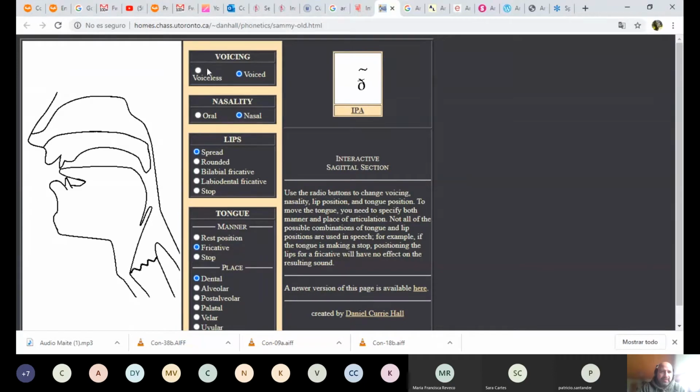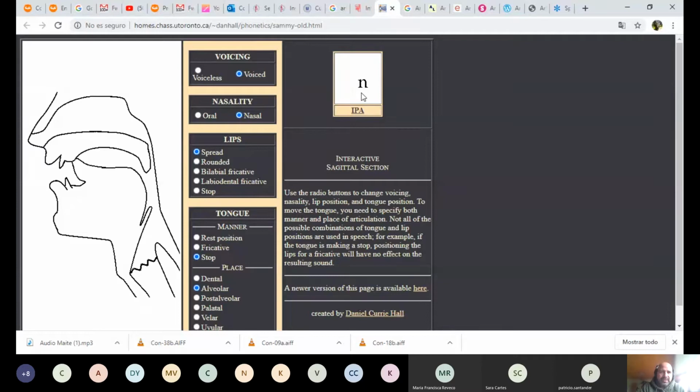For example, if I click here, voiceless, you see that there is this straight line here. And if I click voiced, you can see that the picture is showing vibration of the vocal folds. If I click here in stop, or alveolar, I can see in the picture here the graphic representation, but also I can see the IPA symbol, the phonetic symbol representing that particular sound.